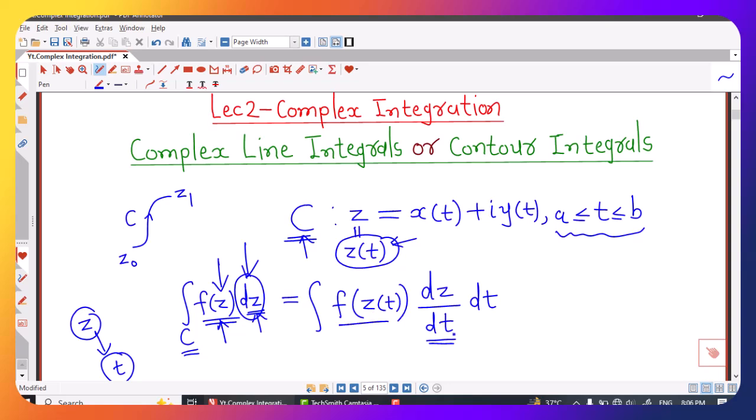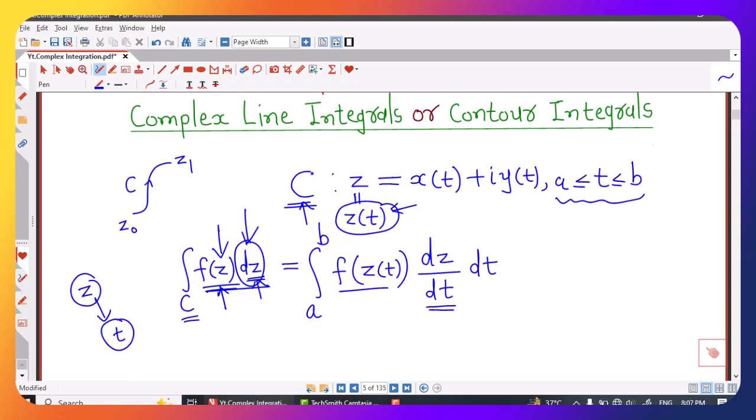And once we convert everything in terms of variable t, then we will integrate from t equal to a to t equal to b. So this is our definition of complex line integral or contour integral.